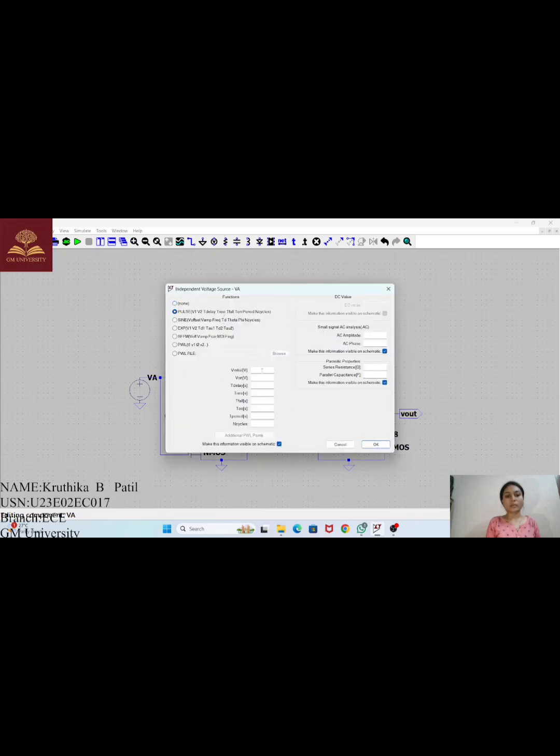I am using a pulse wave. Initial we are giving as 0, V on we are giving as 5. T delay we don't want any T delay. T rise and T fall we are giving as 5 nanoseconds. T on we are giving as 40 milliseconds. T period we are giving as 80 milliseconds.